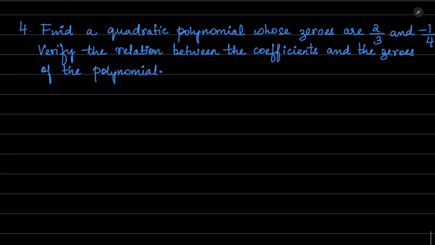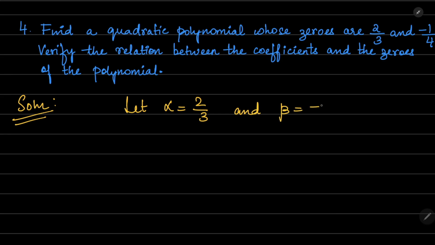Find a quadratic polynomial whose zeros are 2 by 3 and minus 1 by 4. Verify the relationship. So, let your zeros alpha be equal to 2 by 3 and let your beta be equal to minus 1 by 4. You have to find a quadratic polynomial. So these are the zeros that are given to you.